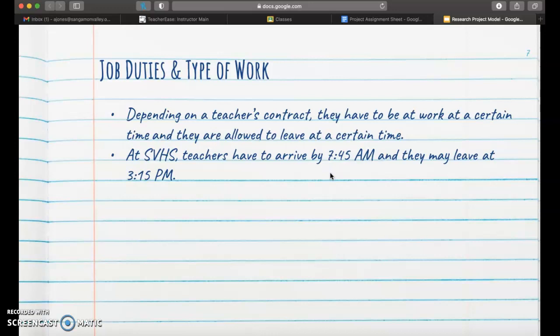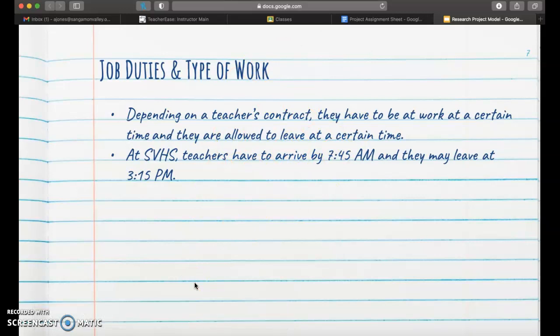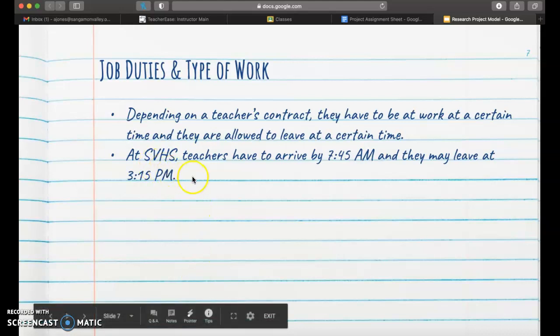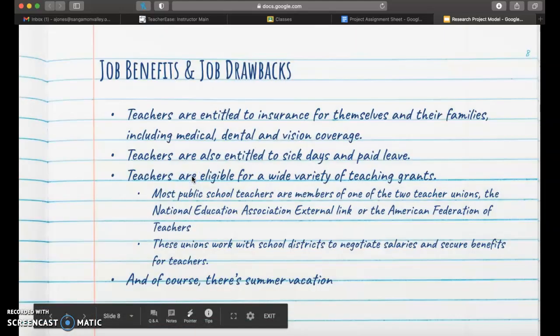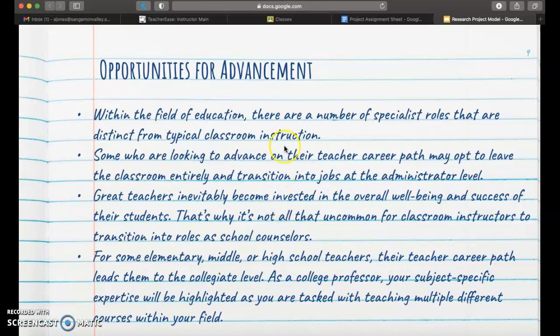Then I go into job duties and type of work. So this didn't have a whole lot of information for me personally because I've already talked about it on previous slides, but talking about contracts and what time we have to arrive and leave at Sangamon Valley. Job benefits and job drawbacks. Talking about unions here. Unions would be a benefit. You could talk more about drawbacks as well. For a teacher, a drawback would obviously be pay or only working 9 months out of the year, but that's also a benefit. So those are just more things that I've covered. And these slides are available to you on Google Classroom.